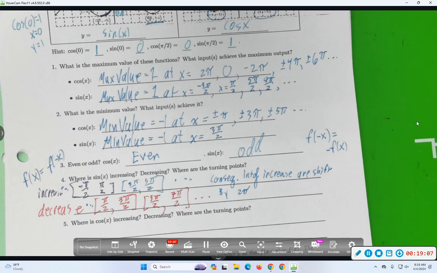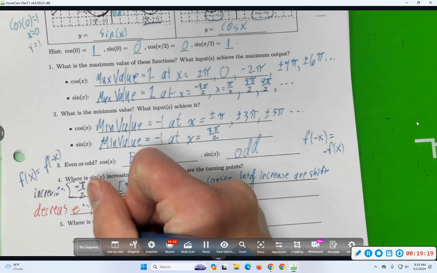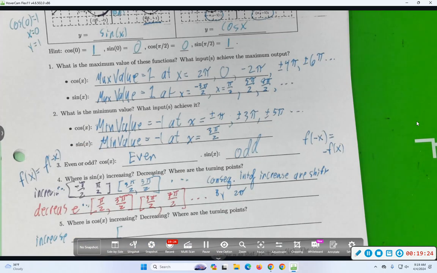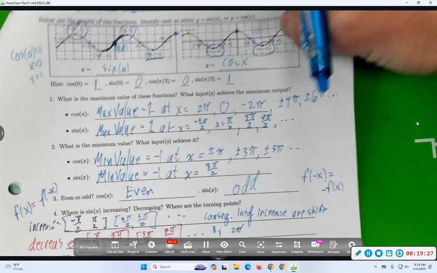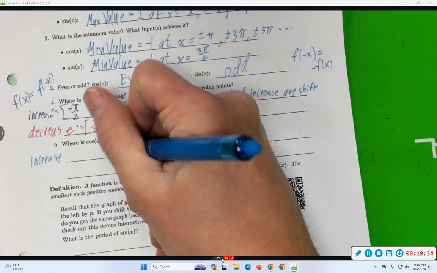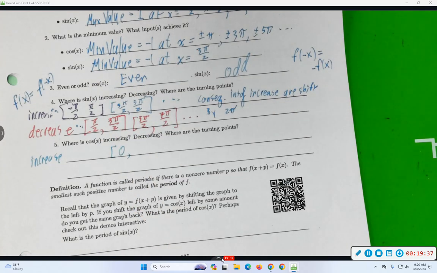Let's look at the graph of cosine. So starting at 0, well, 0 looks like a turning point already, right? So I think 0 is an endpoint of an interval of increase. How far to the right after x equals 0 can you go and still have cosine be increasing? Oh, sorry, pi. There we go.